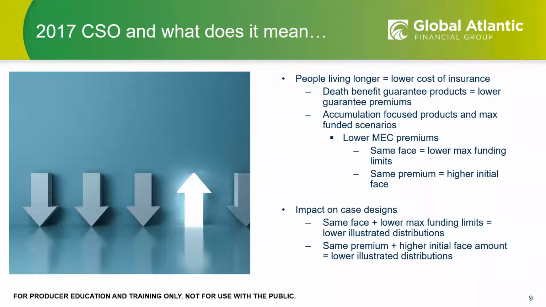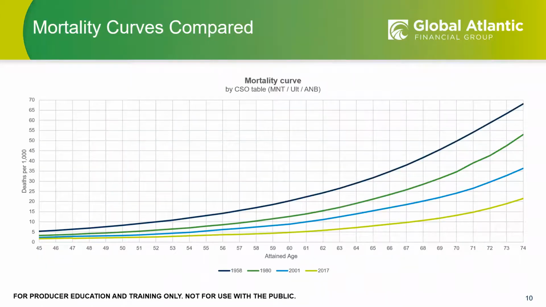Same thing would go on a minimum increasing death benefit solve, which is what most people do when they're showing distributions. That same premium is going to result in a higher initial face, which is going to have an impact of lower illustrated distributions. And let me show you on the mortality curve what I'm talking about.